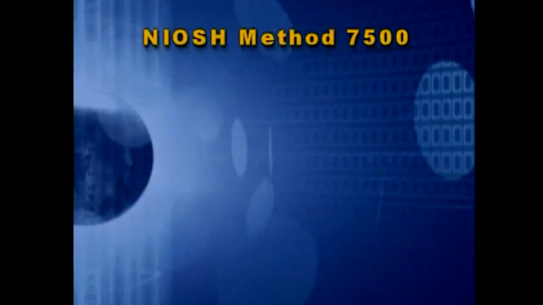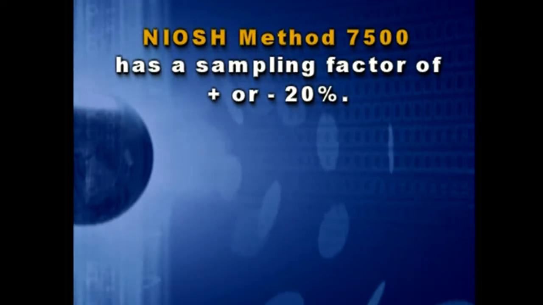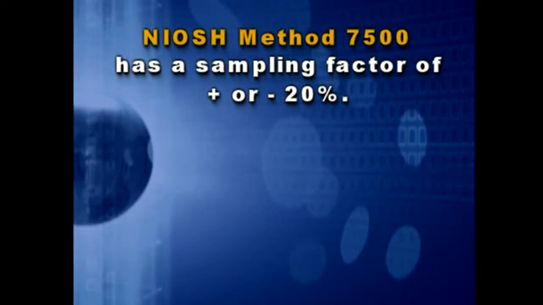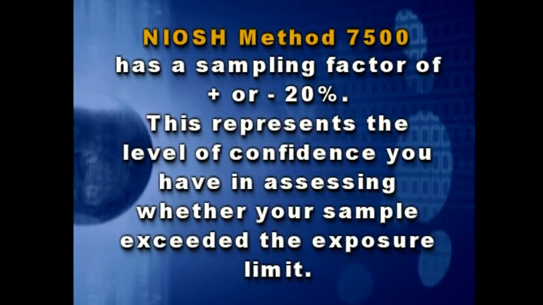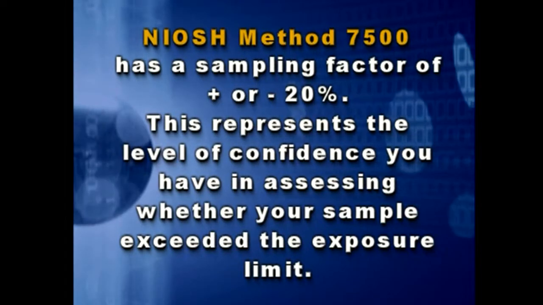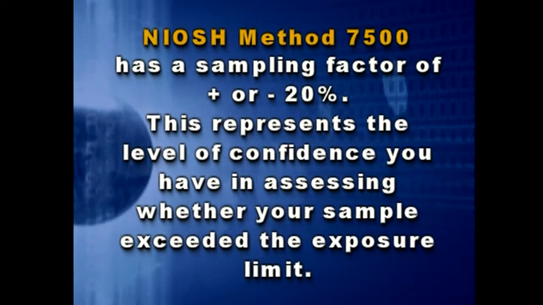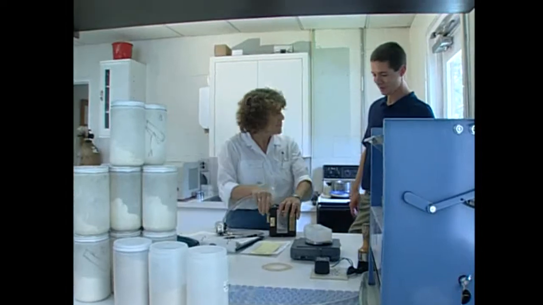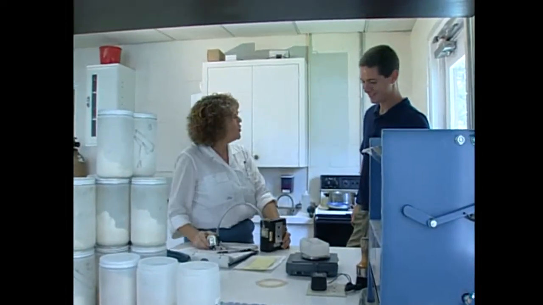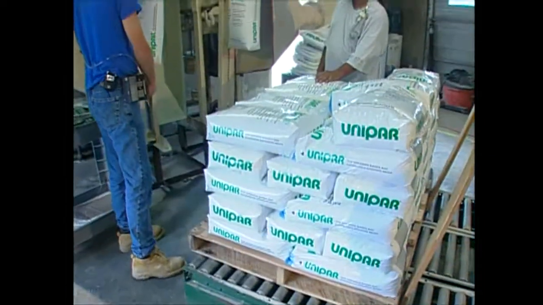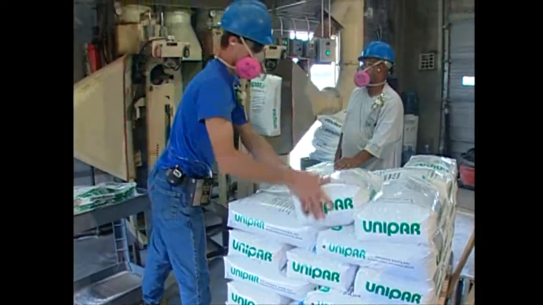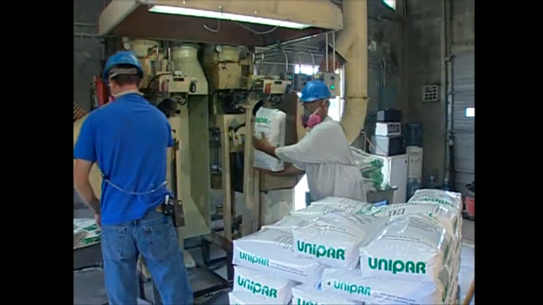NIOSH method 7500 has a sampling factor of plus or minus 20%. This represents the level of confidence you have in assessing whether your sample exceeded the exposure limit. Employees sampled should be informed of the laboratory results. If the result exceeded the exposure limit, you need to find out why and take corrective action.